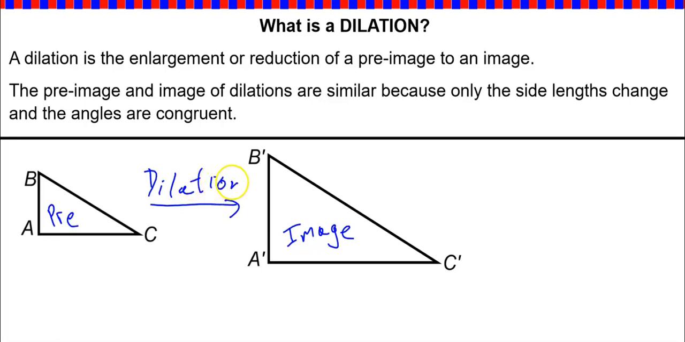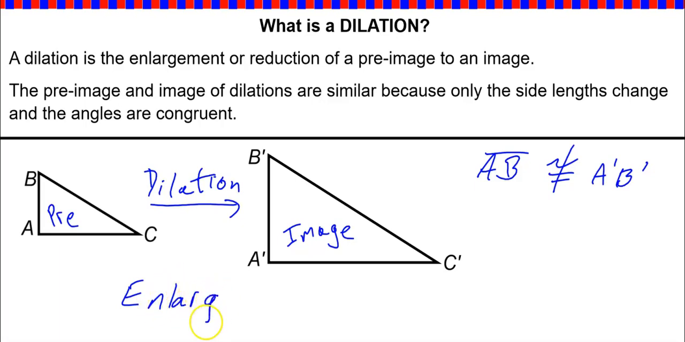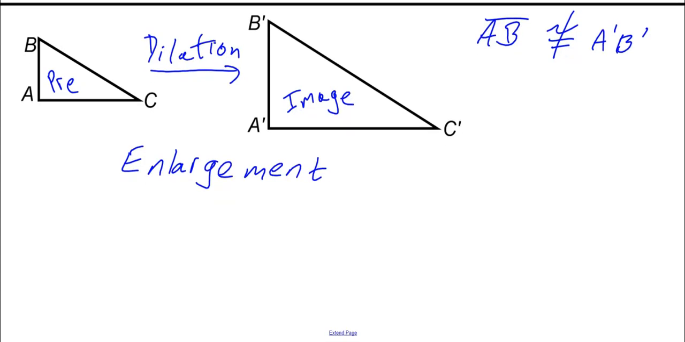Notice it's not a rigid transformation because the size changes. The sides are not the same. Segment AB is not congruent to A prime, B prime. As we can see, ABC is smaller than A prime, B prime, C prime. A prime, B prime, C prime is actually bigger. So this is what we call an enlargement. ABC got bigger to become A prime, B prime, C prime.